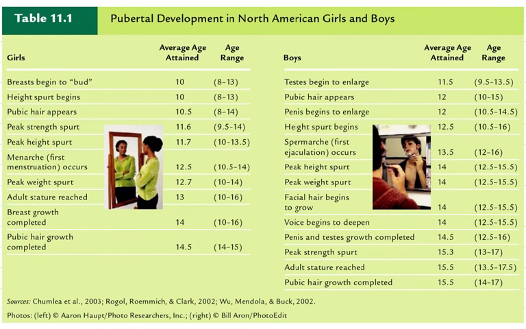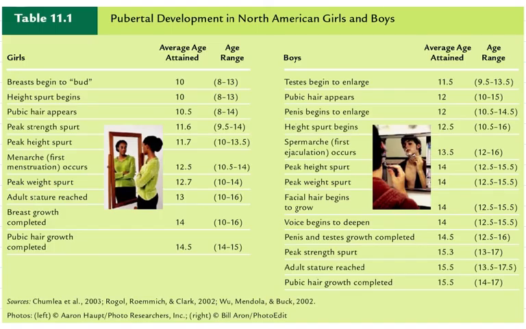Now, if you consider this table, what you see is that you have this breakdown of all of these different milestones. For example, for girls at 10 years of age, they're beginning to develop breasts. Then at 11.7, they're getting their peak height spurt. At 12.5, menarche. Then by 14 years, the breast growth is completed.